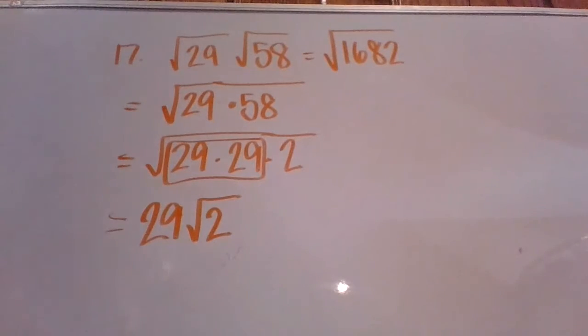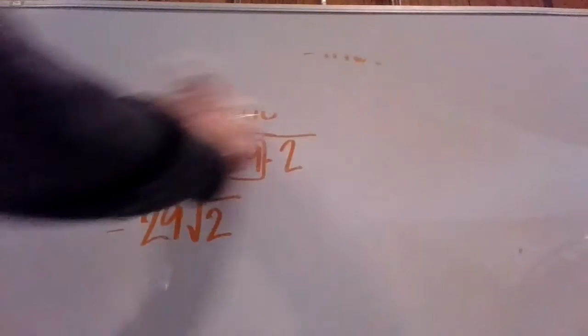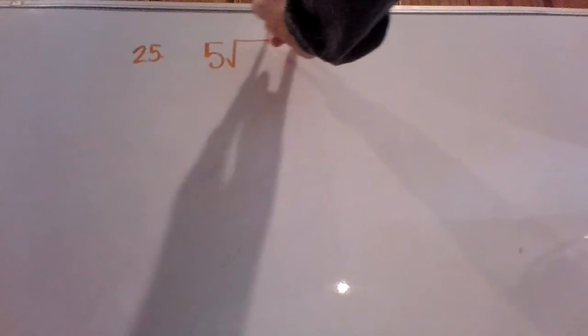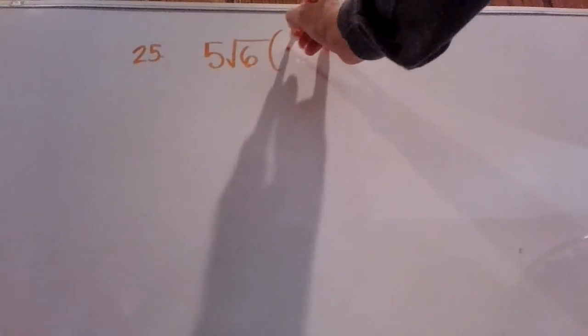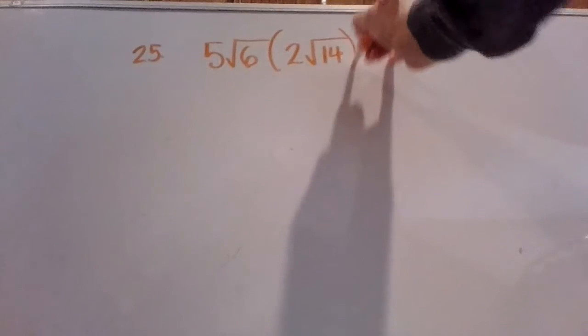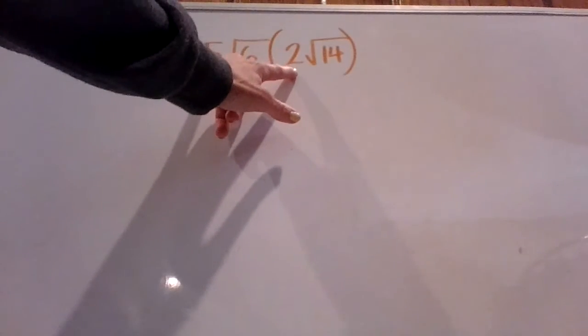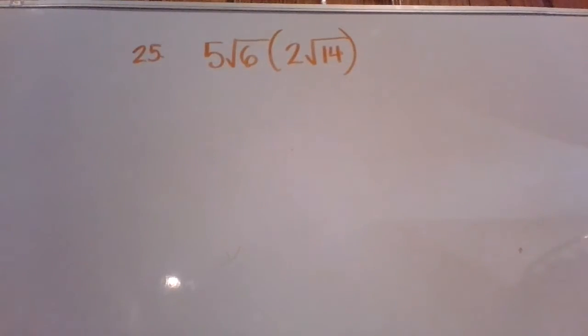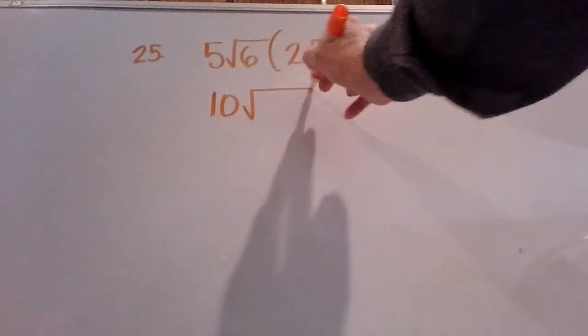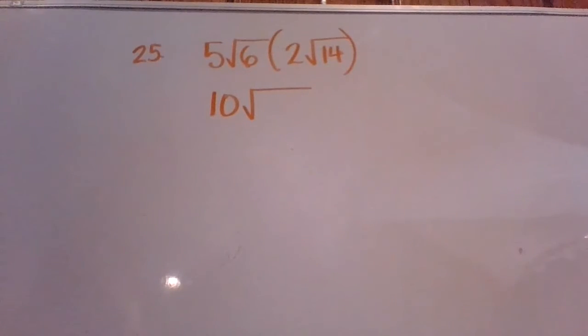Let's try number, let's skip to 25, and then we'll get into some division. So 25 is 5 times the square root of 6 times 2 square root 14. This is on the outside of the square root sign on both of these, the 5 and the 2. So I get to multiply those two. So 2 times 5 is 10 square root, and 6 times 14 is 84.